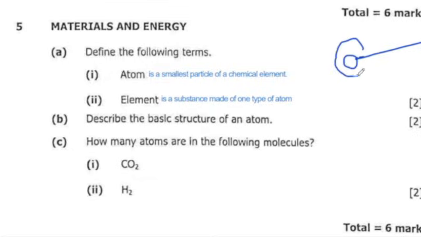Then outside there are electrons. In the first shell there are only 2 electrons. The number of electrons in the outer shell depends on the number of electrons an atom has. If it has 8, that means the outer shell is going to have 6. So this is basically how the atom structure is. They are asking us to describe the basic structure of an atom.